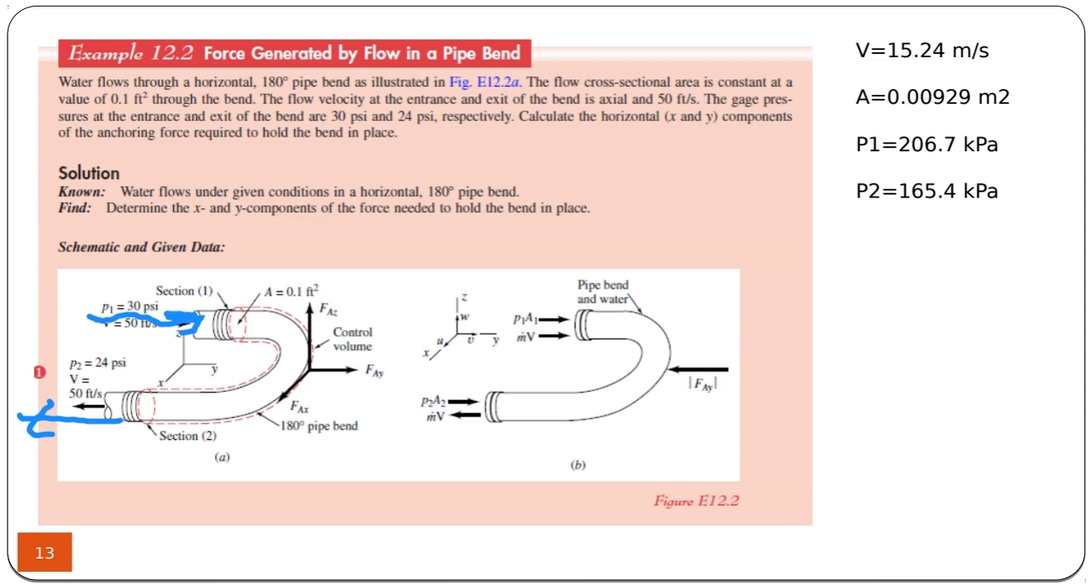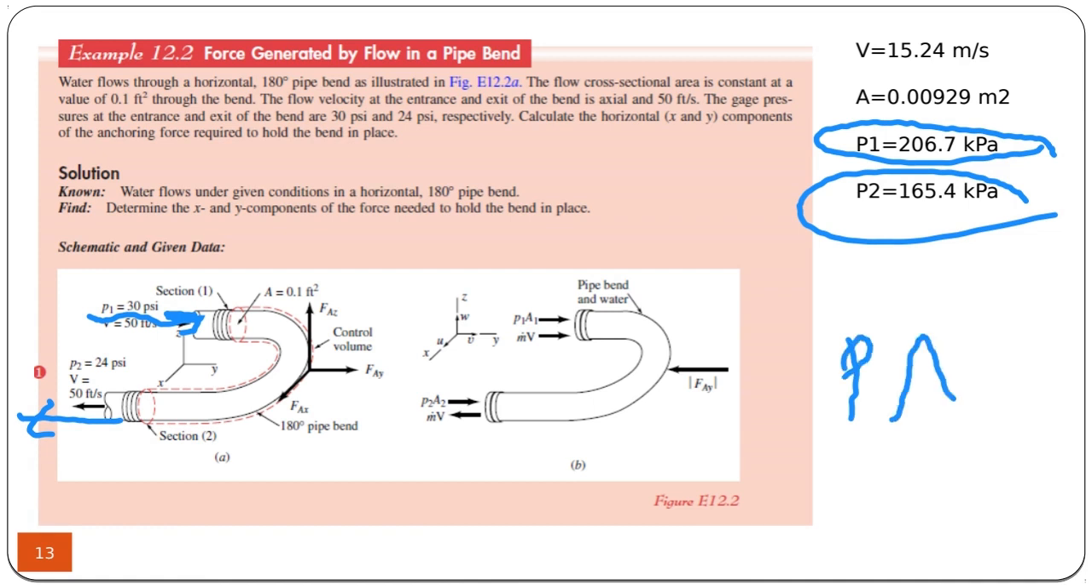What's the difference between this and the previous one? The previous one was open to atmosphere, so the pressures were canceling. However, here, the inlet pressure and exit pressure are different. So in this case, we have to take into account the effect of PA forces, the pressure forces. So when you write the linear momentum equation, you will include the pressure forces as well.